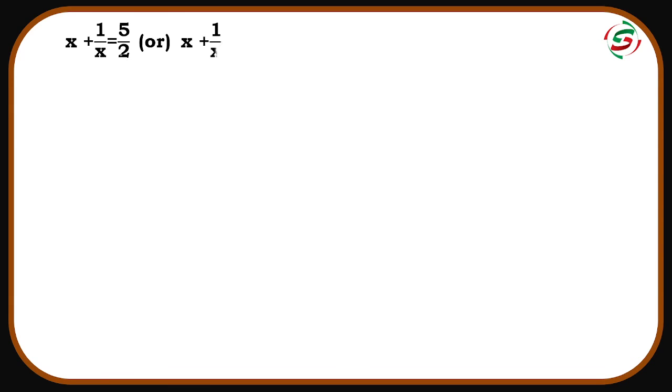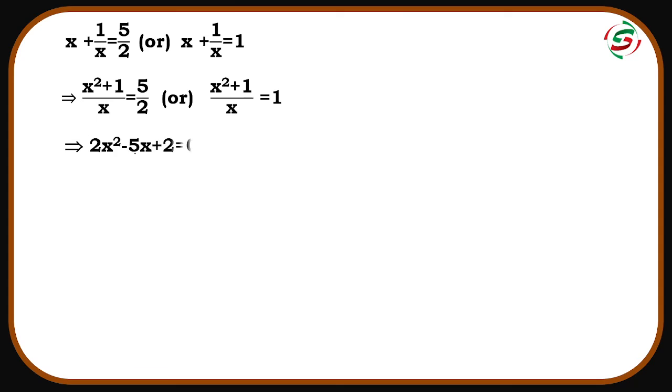Now t is nothing but x plus 1 by x. So you replace t, that is x plus 1 by x equal to 5 by 2. Again, x plus 1 by x equal to 1. Now you have to take LCM and simplify. It will be x square plus 1 divided by x equal to 5 by 2. Do cross multiplication. Here also do cross multiplication. It will be 2x square minus 5x plus 2 equal to 0, and x square minus x plus 1 equal to 0.